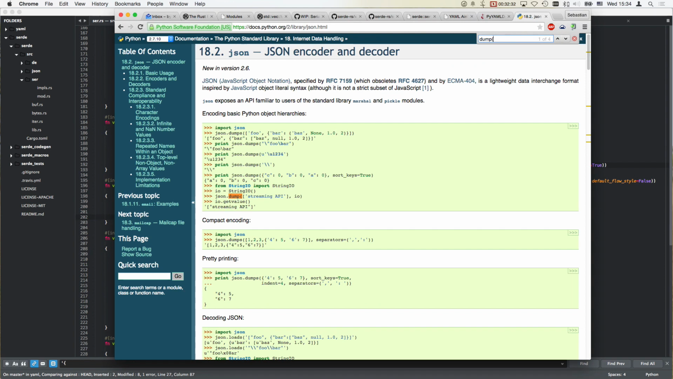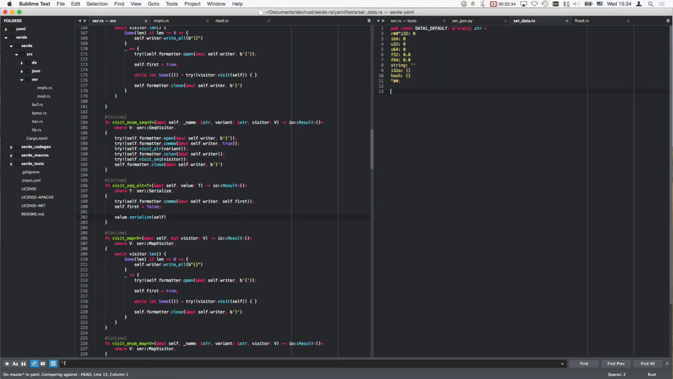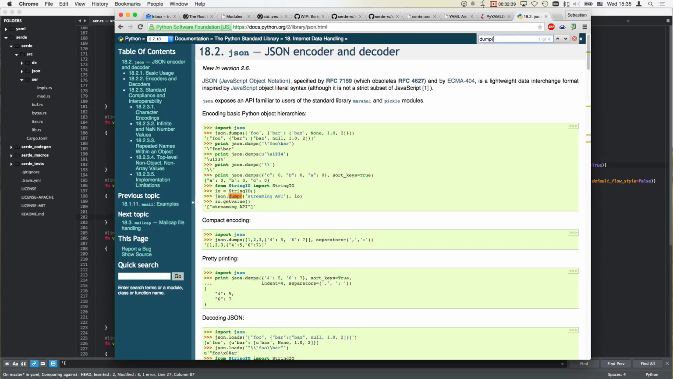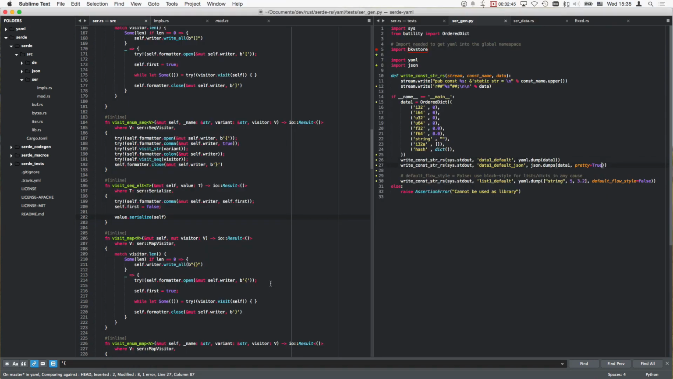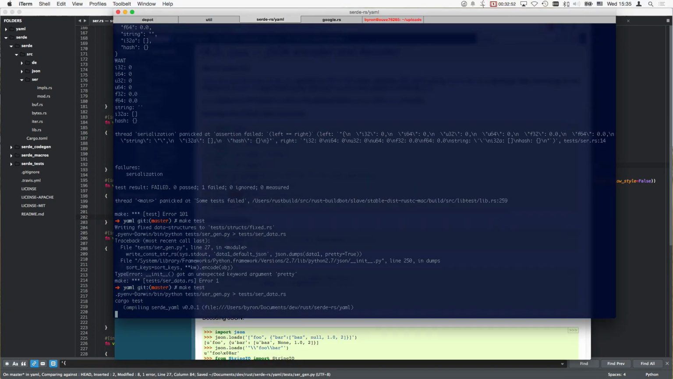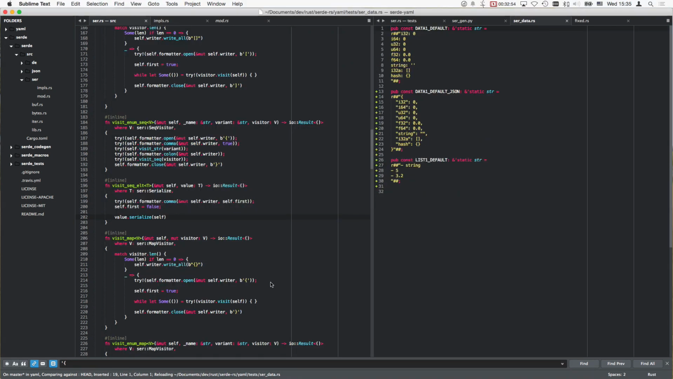Sort keys. Oh yeah, what's the sorting doing? Indent 4. I think indent 4, huh? That's what I want. Indent 4 or 2. Let's use 2. Yeah, so that's the JSON one. Looks good.